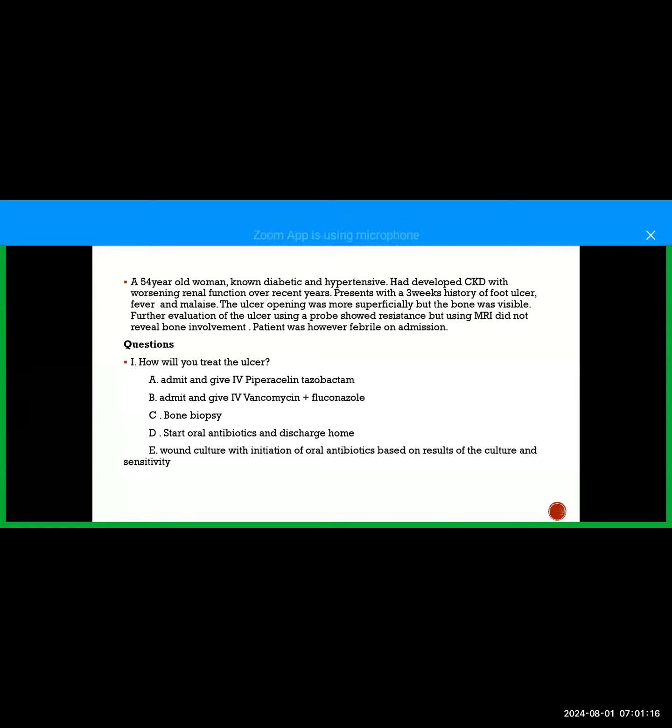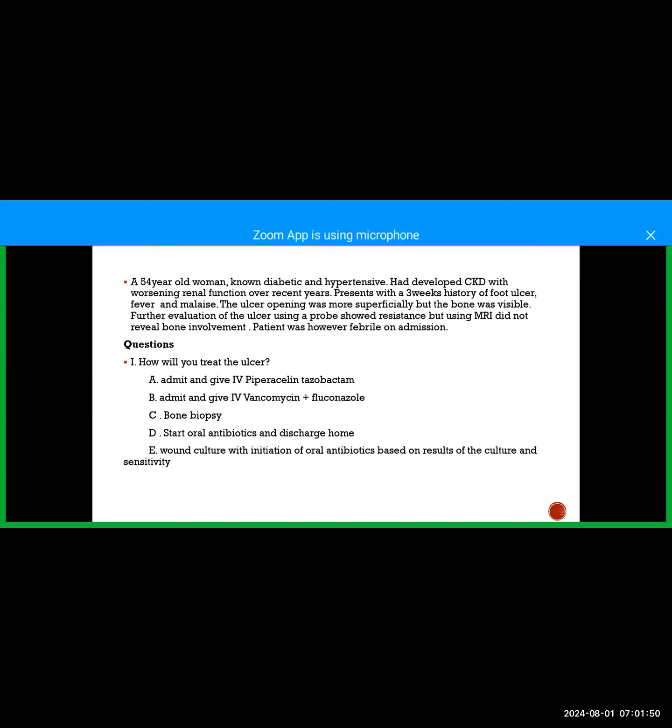This is a 54-year-old woman, known diabetic and hypertensive, who had developed chronic kidney disease with worsening renal function over recent years. She presented with a 3-week history of foot ulcer, fever, and malaise. The ulcer opening was superficial, but the bone was visible. Further evaluation of the ulcer using a probe showed resistance, but MRI did not reveal bone involvement. The patient was, however, febrile on admission.